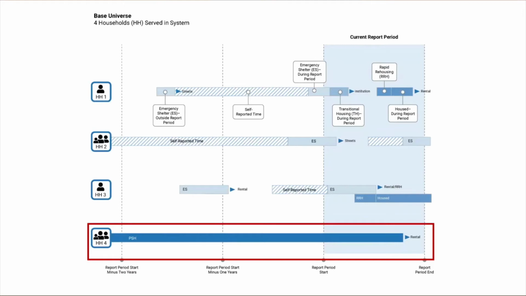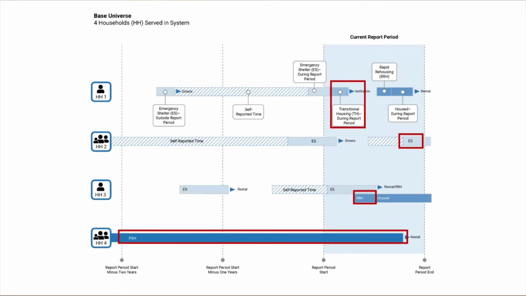Household 4 was housed in permanent supportive housing at the beginning of the report period and exited the permanent supportive housing project to a permanent destination during the report period. Though they did not experience homelessness during the report period, they were served in the homeless system and therefore are included in the base universe.